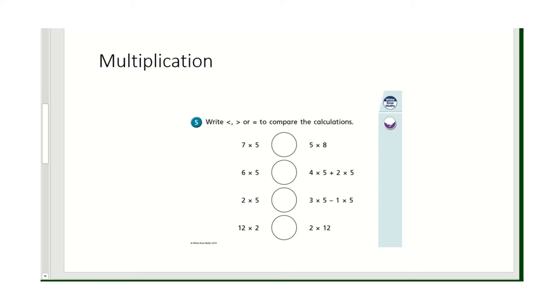Now 6 fives, 4 fives and 2 fives. But I could just do 4 fives and 2 fives. 4 and 2 is, so 6 fives. That's what it's asking, isn't it? Think really carefully, especially the third one. Look, 2 fives are easy, but 3 fives, and you've got to minus 1 five.